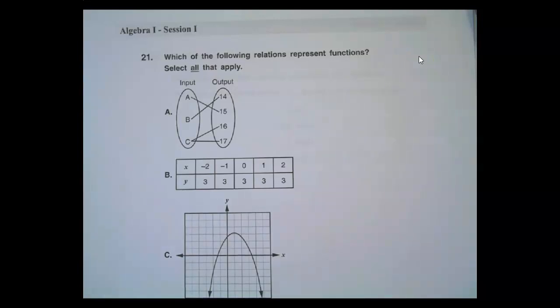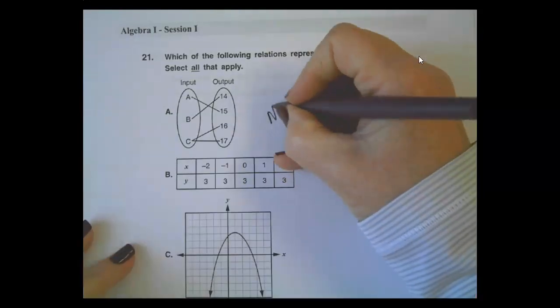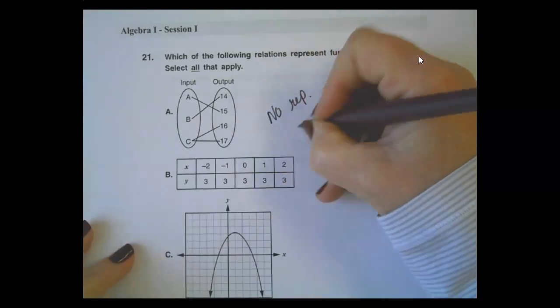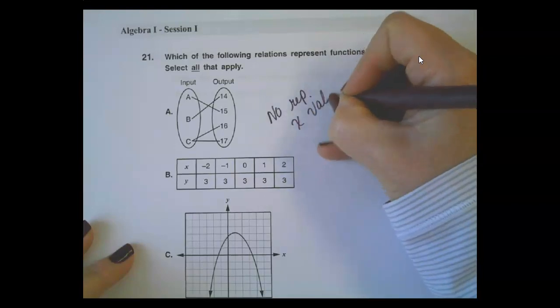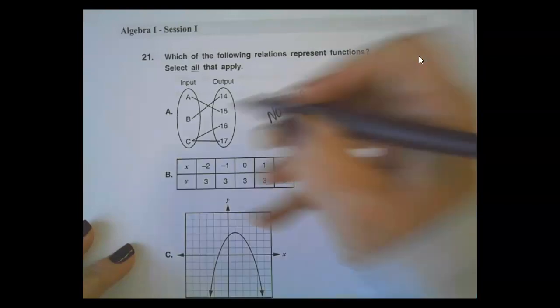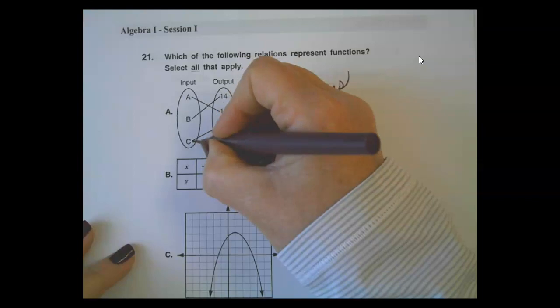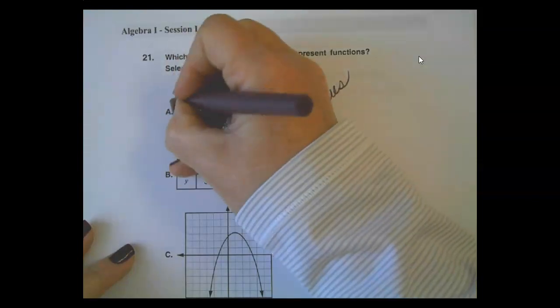Okay, we're starting with number 21. Select all relations that represent a function. Remember, a function has no repeating x values. No repeating x values. So do any of these repeat? This one does. So that's a nope.